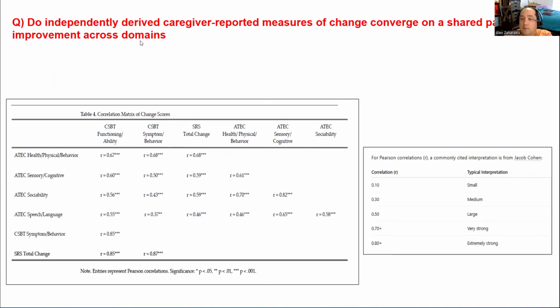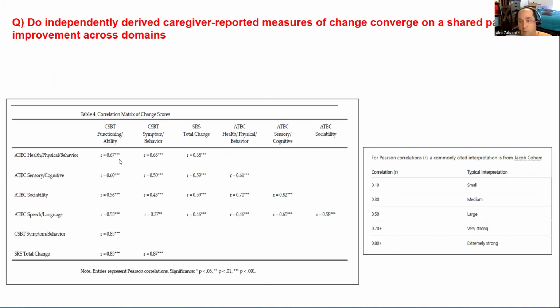So the answer is yes. In the statistical regression that we did, we present the R values here, looking at, for instance, the relationship between the ATEC, the health, physical behavior section, and the CSBT functional ability section. So the part of the CSBT that has questions on functioning ability, and the part of the CSBT that has questions on just symptoms and behaviors. How does this compare against the SRS total change, right? And obviously when it's compared against itself, it'll be exactly 1.